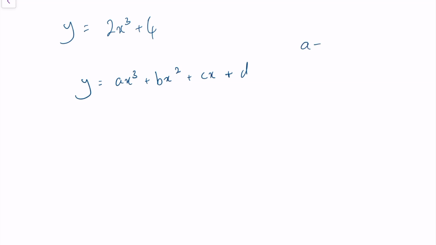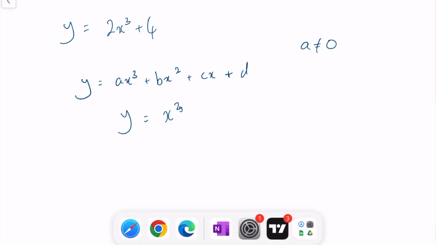So a cannot be 0 in this case, because if a is 0, that means the cube part is just completely gone. So everything apart from a could possibly be 0. So your equation could be just y equals x cubed, where the a is 1, for example. It could be a graph like that. Now let's have a look on Desmos at what this actually looks like.